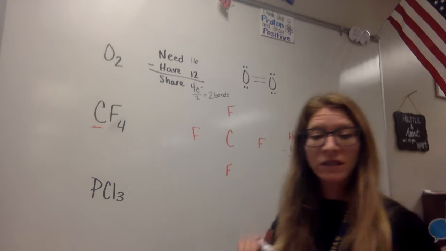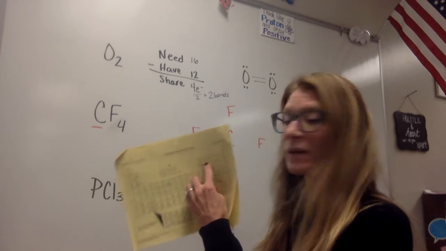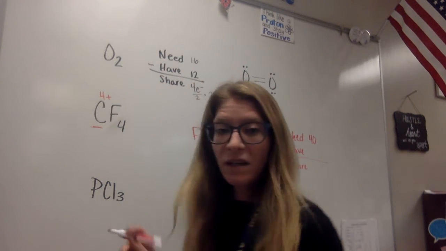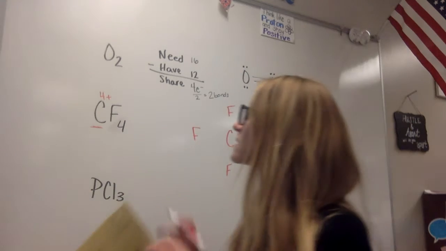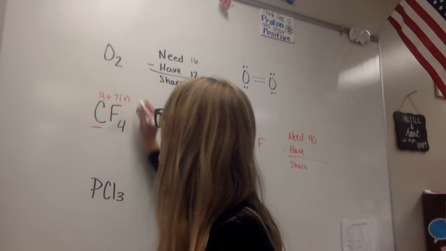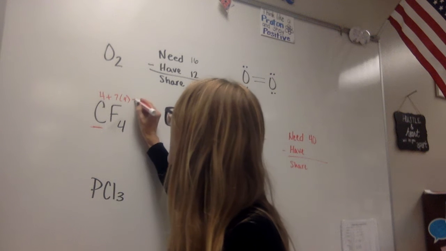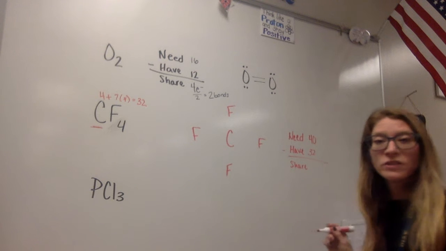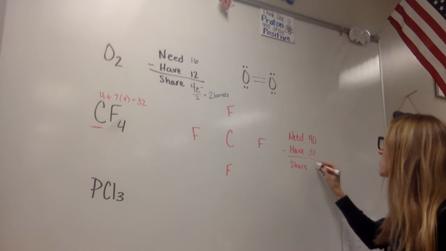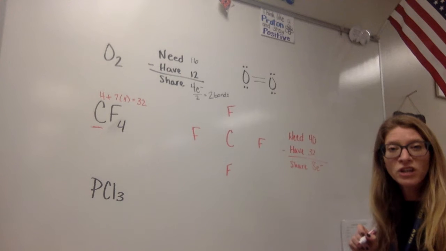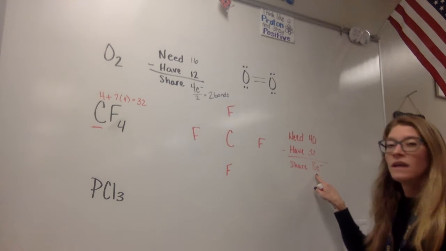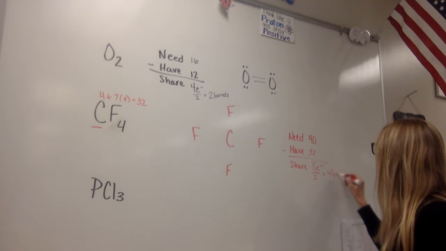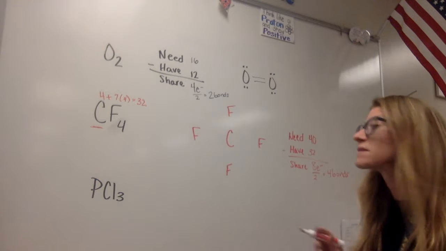For the have, that's when we look on the periodic table. Carbon has a total of 4 valence electrons. Each fluorine has a total of 7 valence electrons. And we have 4 fluorines. So 4 times 7 would be 28, plus 4 more is 32. So we have 32, we need 40. Once you subtract those, we find that we're going to share 8 electrons. Each bond, remember, represents 2 electrons. So if we divide this by 2, that gives us 4 bonds.